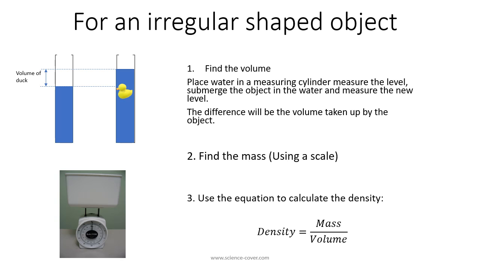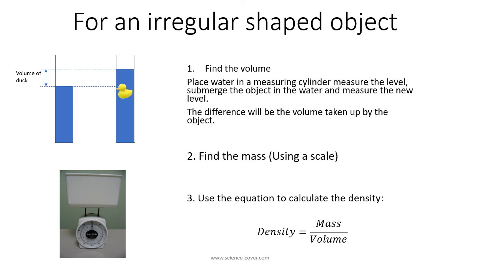However, for an irregular shaped object, such as a plastic bath duck, the height changes over the course of the object, as does the width of the object, and as does the depth of the object. This makes it incredibly difficult to work out the volume. So we have developed a technique to help us find the volume easily.